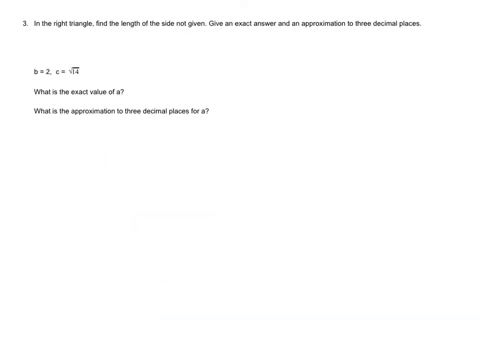Number 3, in the right triangle, find the length of the side not given. Give an exact answer and an approximation to 3 decimal places.